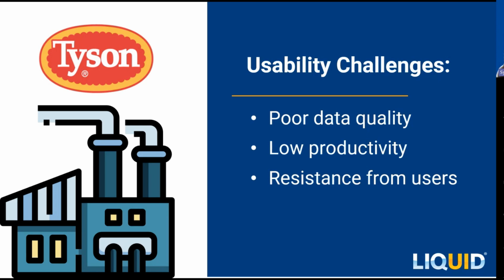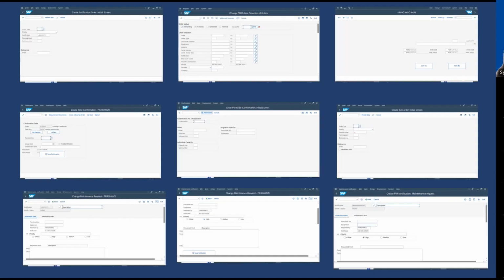Tyson Foods is a global meat manufacturer and uses SAP for plant maintenance and fleet maintenance. Tyson Foods faced these exact challenges of frustrating and complex UI we've been talking about, and this led to poor data quality, low productivity, and resistance from users. Typically, in plant maintenance or fleet maintenance, Tyson end users would need to create a work order, issue parts for that work order, and confirm how long it took.